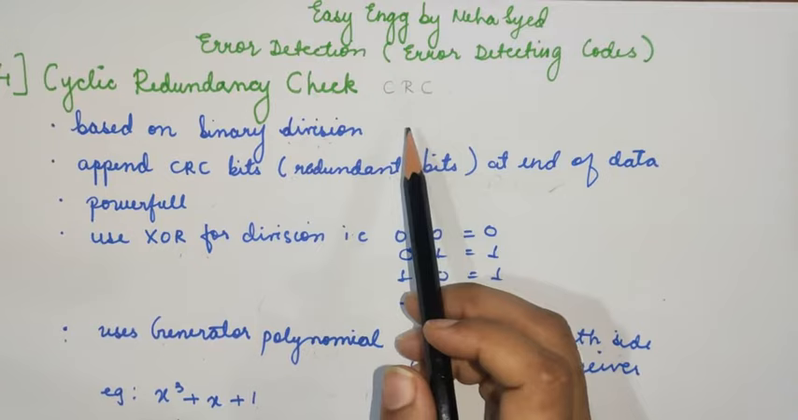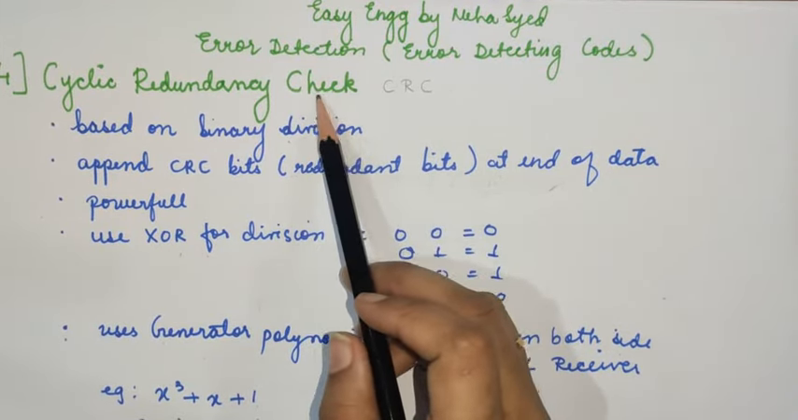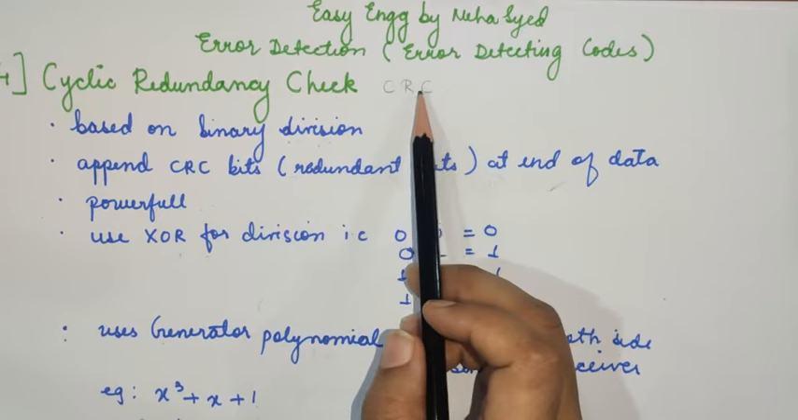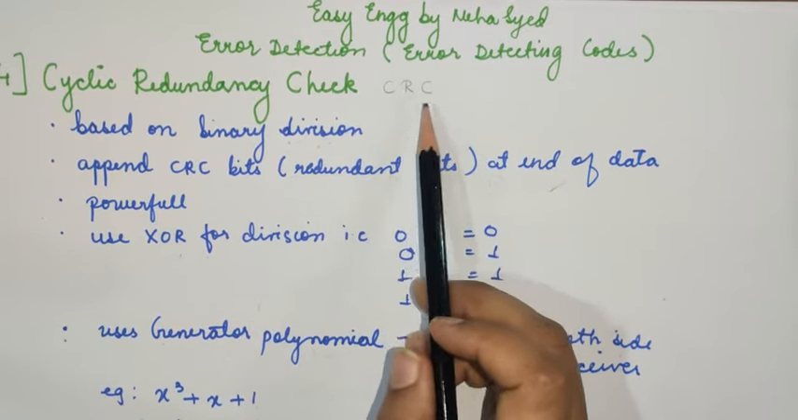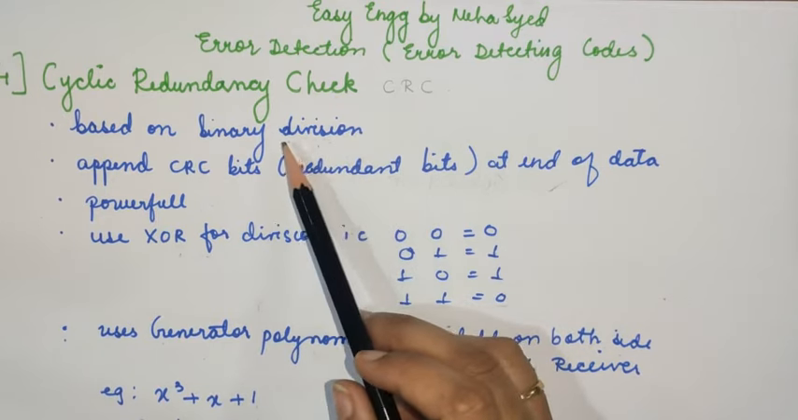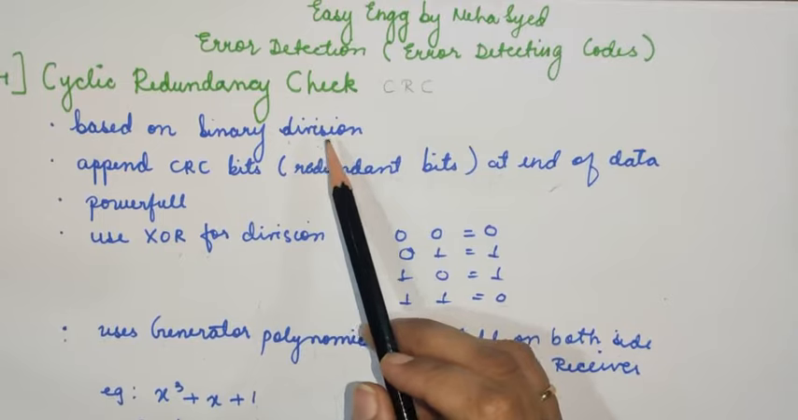In this video, we are going to see another method for detecting an error, that is cyclic redundancy check, that is CRC. In the previous video, we have seen checksum as an error detecting method. As we have seen previously, for checksum we were using binary addition. Here we are going to use binary division.